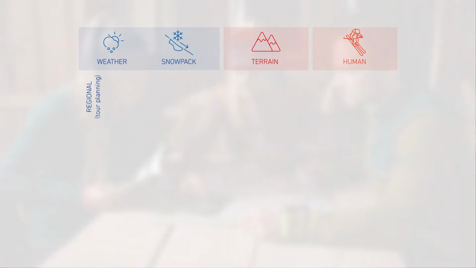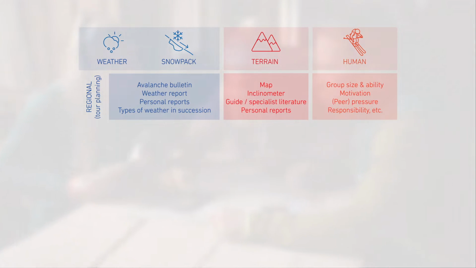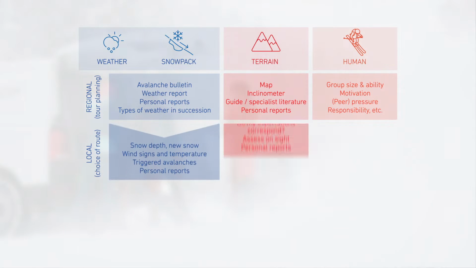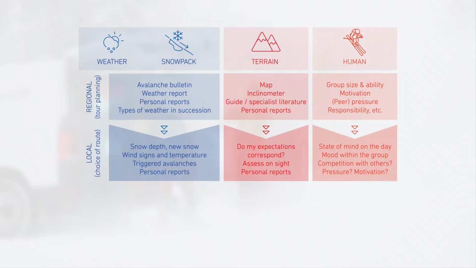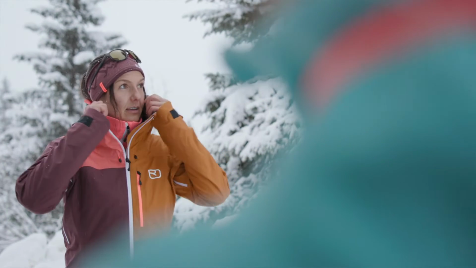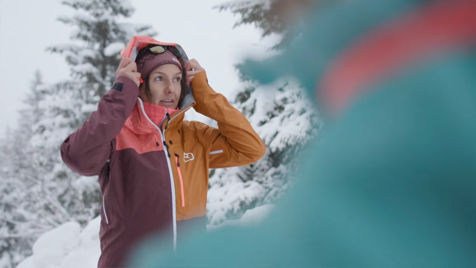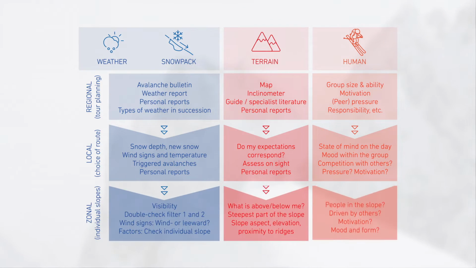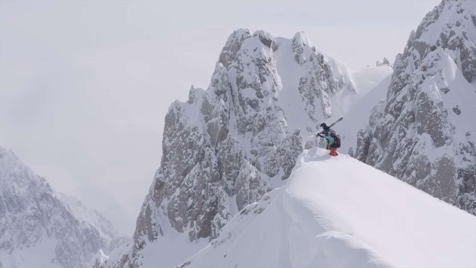So we plan the whole thing at home or in the cabin, make our preliminary plan. That's our first filter. The second filter is on site, in the mountains. So we go out, we observe, we get an impression, we look at what's going on around us. And the third filter, the third level, is the individual slope. I actually stand in front of my slope and ask, go or no go? And if it's go, what route do I take?